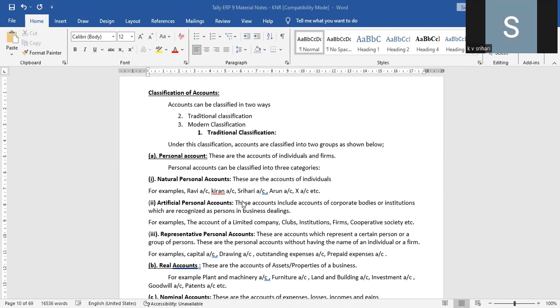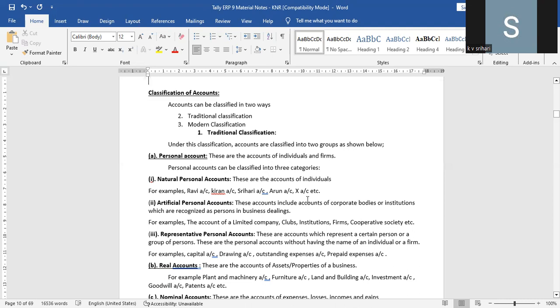Personal account is again classified into three: natural person, artificial person, representative person. So, what is the natural person? Natural person accounts are the accounts of individuals only. For example, Ravi, Kiran, Sri Hari, Arun, whatever it may be.